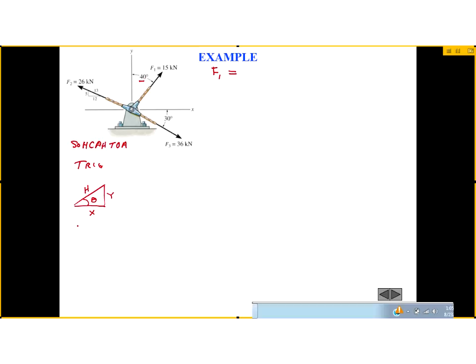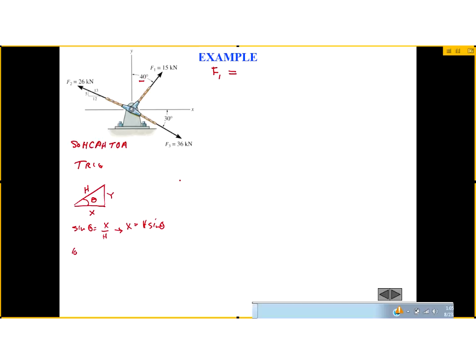Sine of theta equals x over h, right? And that means if you're interested in x and you have h and theta, x equals h times the sine of theta, right?